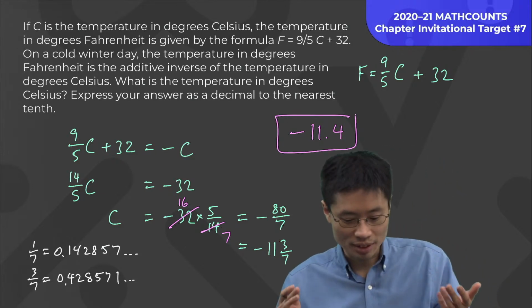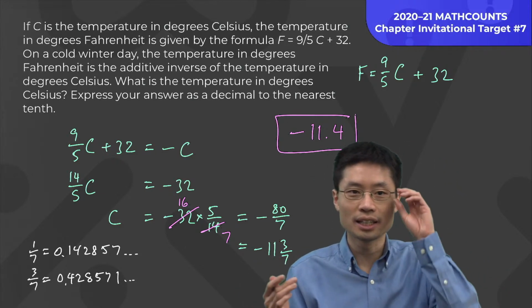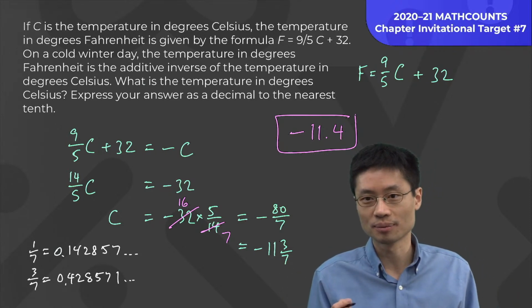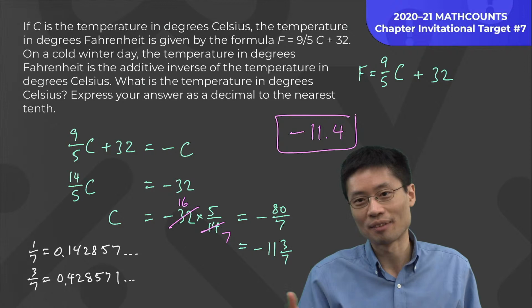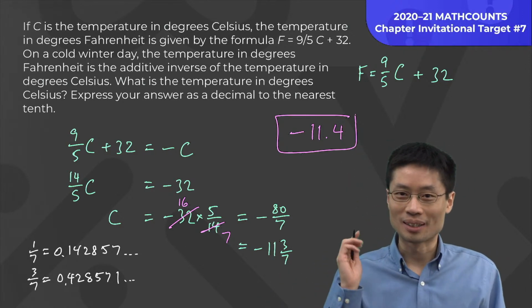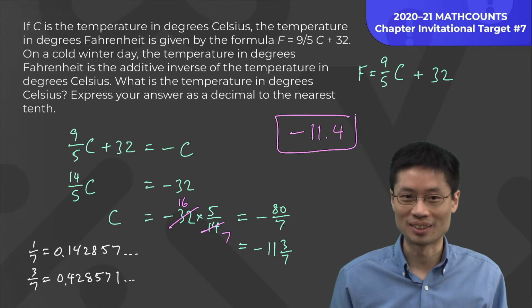I'm asking myself, does this make sense? Is this a cold winter day? Yeah, this makes sense. A cold winter day could be negative 11.4 degrees Celsius. If it was like negative 5,000, I'd say no, no, no. And if it was like over 9,000, I'd be like no, no, no. But negative 11.4, I think I'm okay with this.